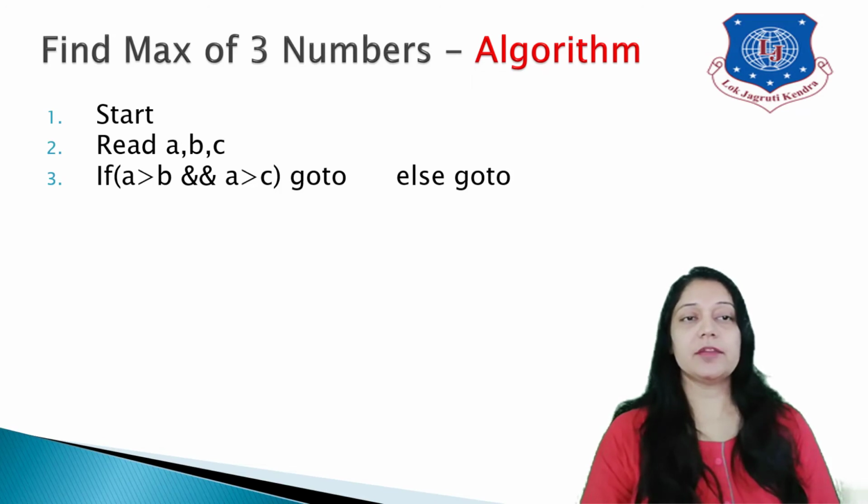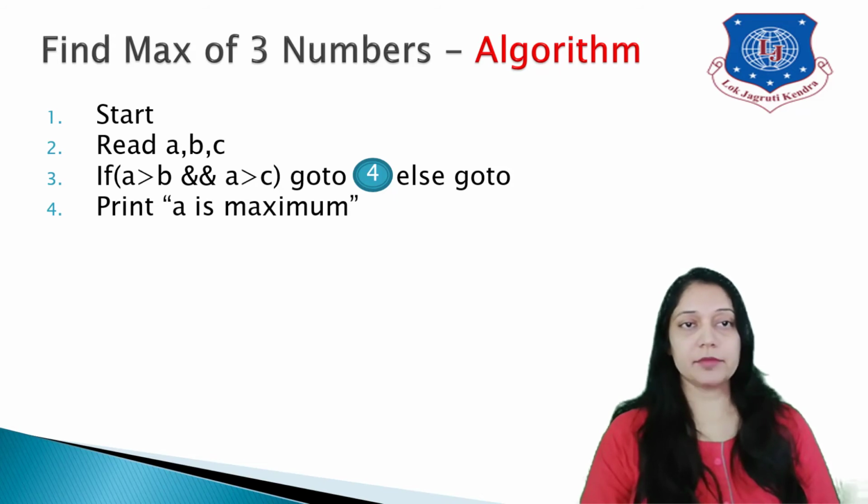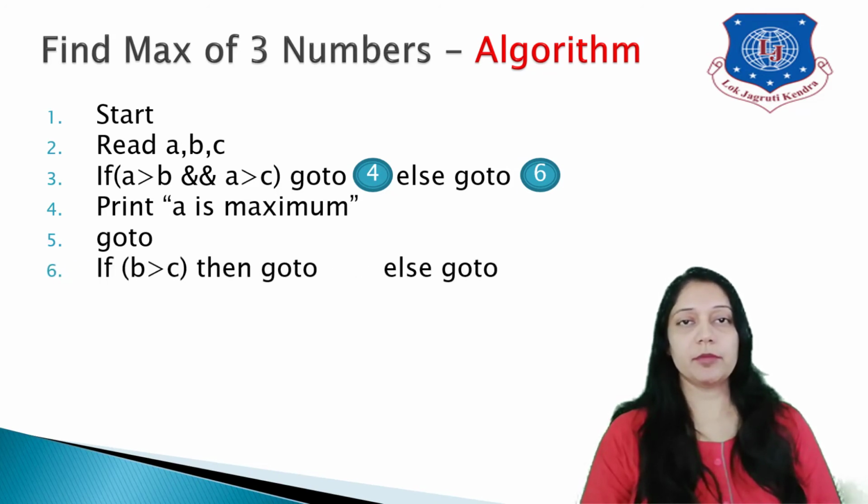So if A greater than B is true and A greater than C is true, then I'll go to point number 4. What is our point number 4? Print A is maximum. After printing A is maximum, I'll go to stop. Since I don't know the point number of stop, right now I have kept it blank. I only wrote go to, and have not mentioned the point number. But if the condition is false, then I'll go to point number 6. What is our 6th point?